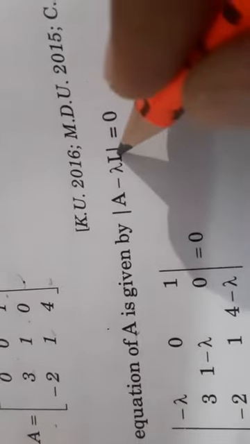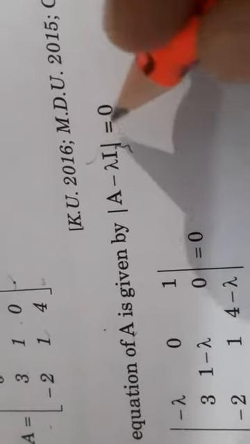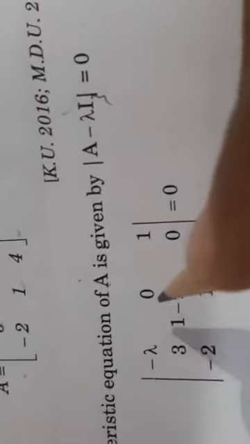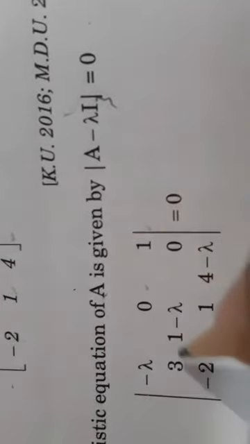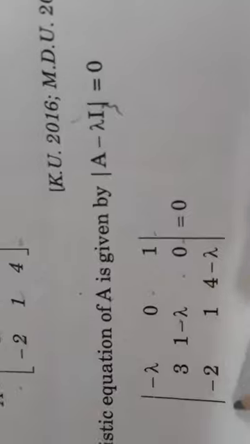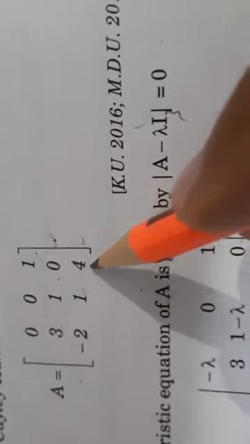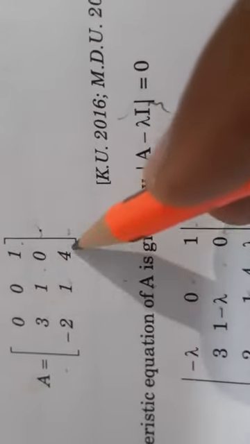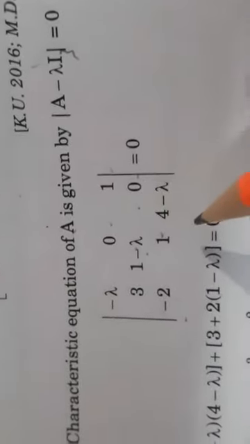Now the characteristic equation of matrix A is given by the determinant of A minus lambda I3 equal to 0. Now A minus lambda I3 becomes minus lambda 1 0, 1 3 1 minus lambda 0, 2 1 4 minus lambda. That is, we subtract lambda from each diagonal element, and it becomes A minus lambda I. Now let us expand this determinant.